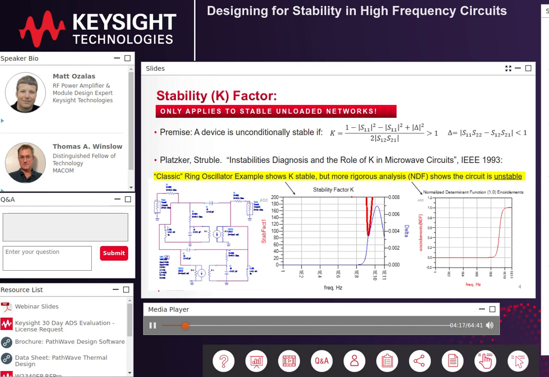But it can be proven to be unstable using a normalized determinant function. We'll talk more about that later. So Rollett's stability factor is not, in fact, a complete characterization of stability. If you read the original work, there's a note that implies that this analysis is only really valid for stable unloaded networks. Basically, this started out as a measurement technique, and it applied to networks that can be measured. From there, you can infer if any other loads will make it go unstable, but it doesn't quite stretch to simulation.